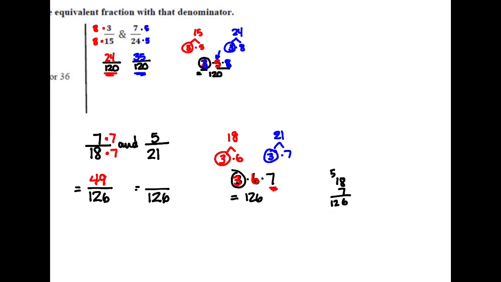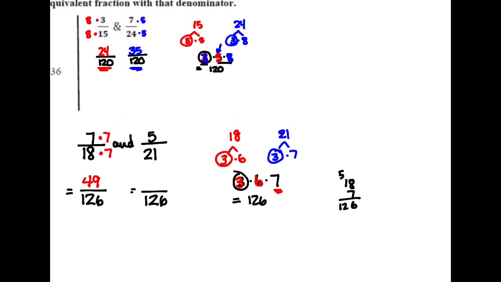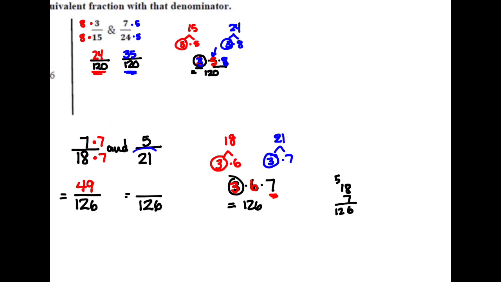Okay, now let's do the 21. 21 is, whoa, sorry about that. 21 is 3 times 7, which is here and here. It's missing the 6.